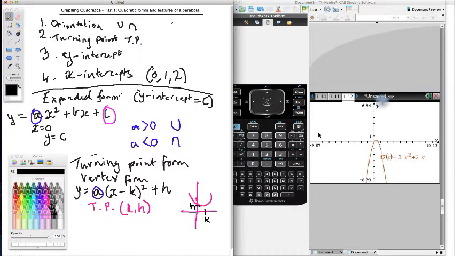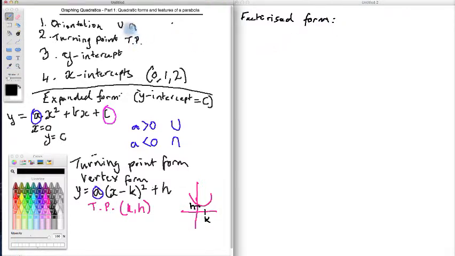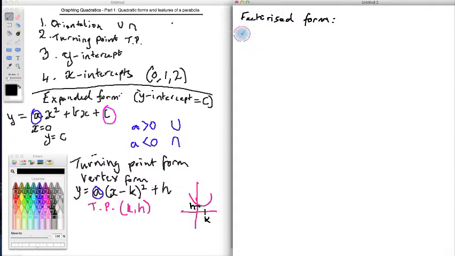Now let's get our final form. Okay, so our third and final form that we use is factorized form. And if we look over at the things we've done, yes, we've found orientation, we know how to do turning point, we know how to do y-intercept. So factorized form, no surprises, is the one that's going to give us our x-intercepts. So factorized form looks like this. Y equals a times x minus d times x minus e. So there we go, there's our factorized form, and once again I've used a because it's the same a as this one, and it will once again tell us the orientation.